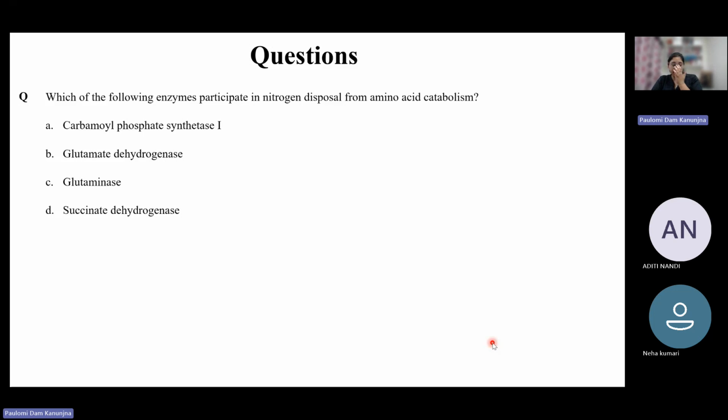Look into the name of the enzymes and see if they have a role in amino acid catabolism. Did we encounter these enzymes in the discussion today?